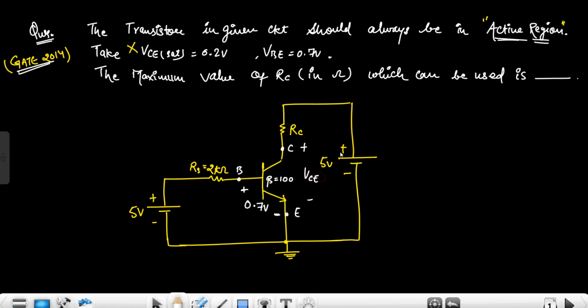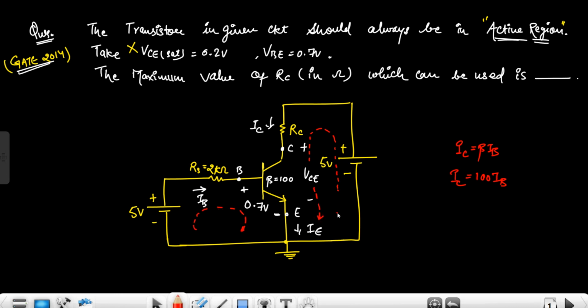So using this condition, we have to apply a KVL here: -5 plus, now this current is IC, this is the IB current, and this is the ammeter current. But IC is unknown. So to get the value of IC, we have to apply a KVL in this loop also, because in the active region IC is equal to beta IB, and here beta is given as 100, so IC is 100 IB. The first KVL is applied in this loop, and the second KVL in this loop. So let's apply the KVL.